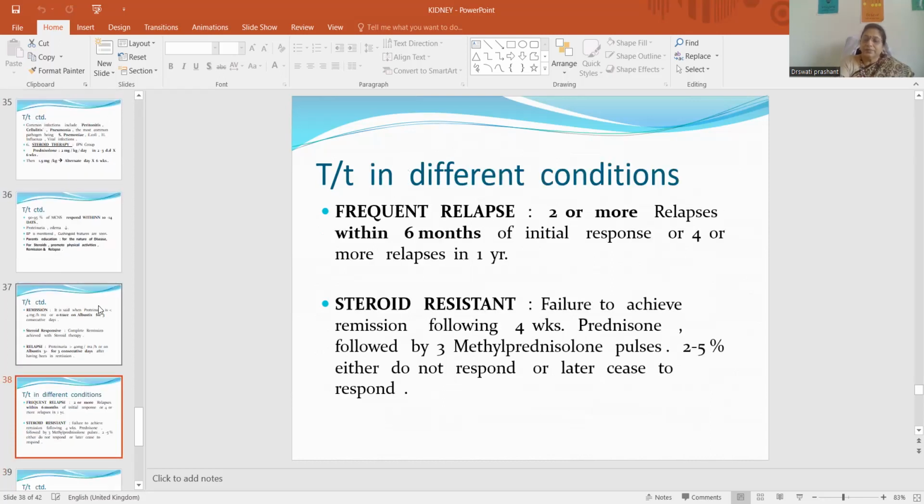Frequent relapses are said if they have 2 or more relapses within 6 months, or 4 or more relapses in 1 year. Steroid resistant is failure to achieve remission following 4 weeks. Nowadays we say 8 weeks of prednisolone followed by 3 methylprednisolone pulses. If the patient still has proteinuria, then that is said to be steroid resistant. 2 to 5% either do not respond or later cease to respond.